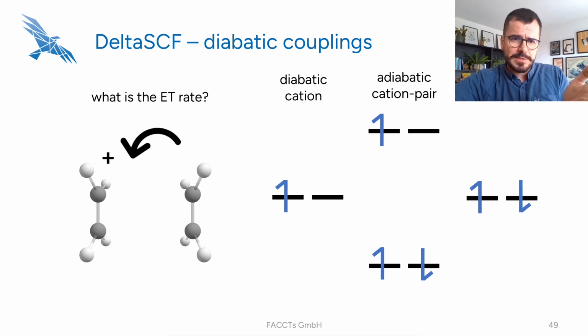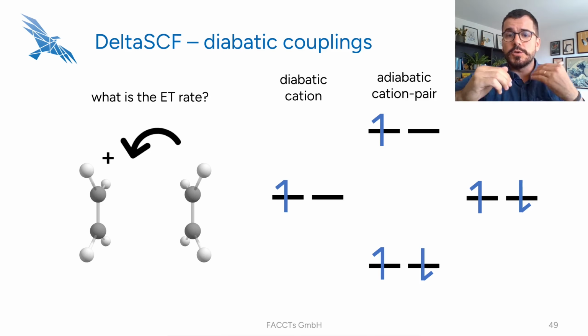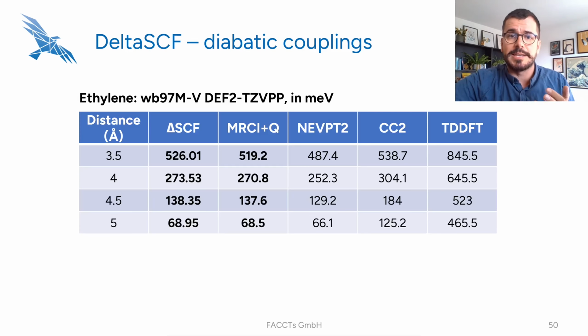Let's take as an example here on the left, you have two ethylene molecules. One of them is a cation, the other is neutral, and you want to calculate the electron transfer rate between them. You can do that with the simple excitation on the DeltaSCF, and the results you get are actually as good as MRCI+Q. I'm using omega B97M-V again, and the results are in milli-eV, so these are relatively small numbers.